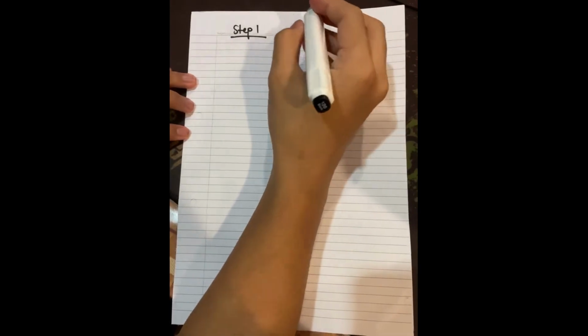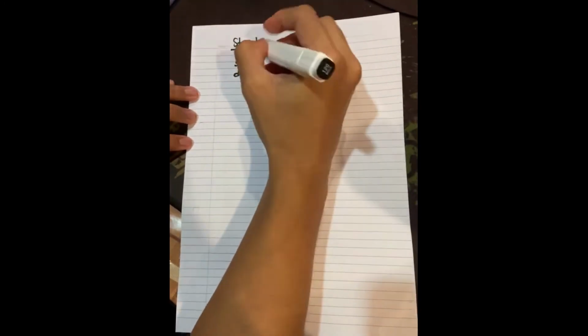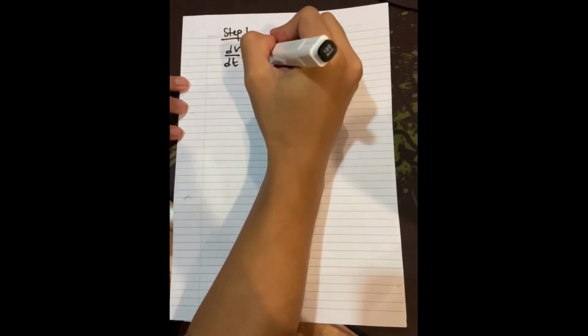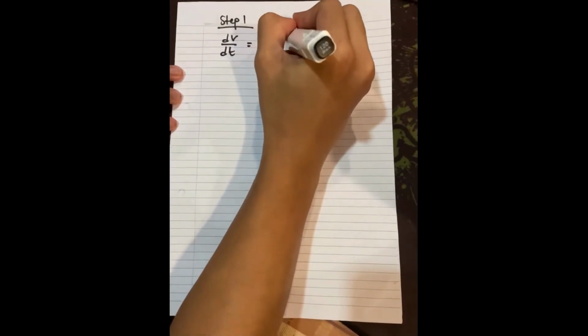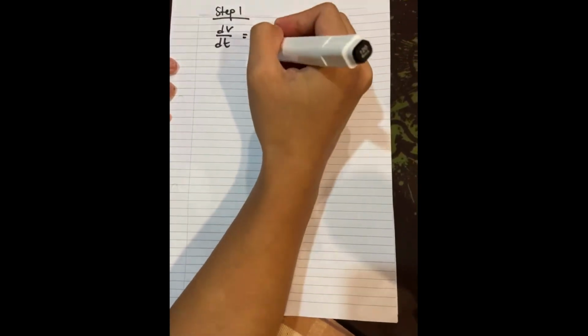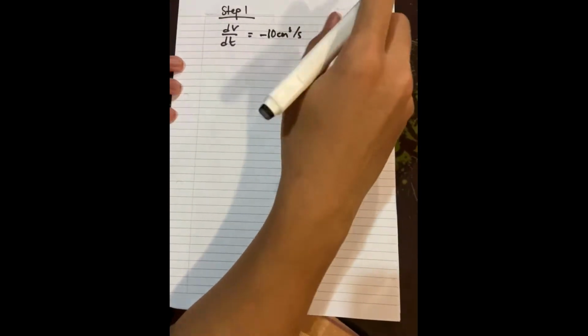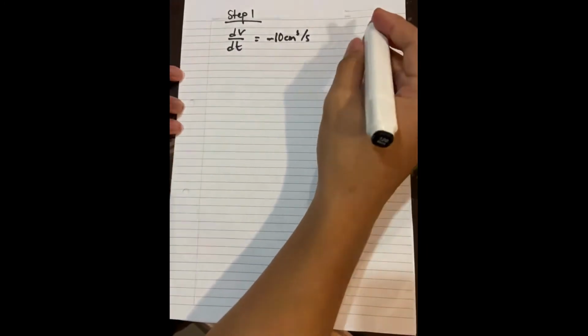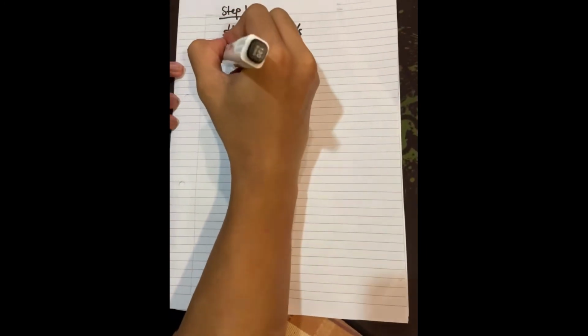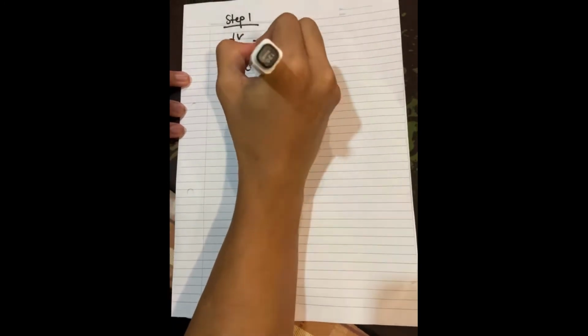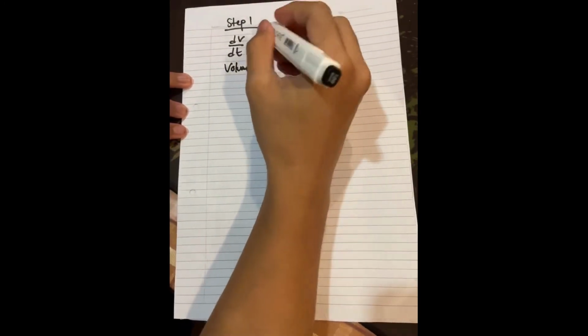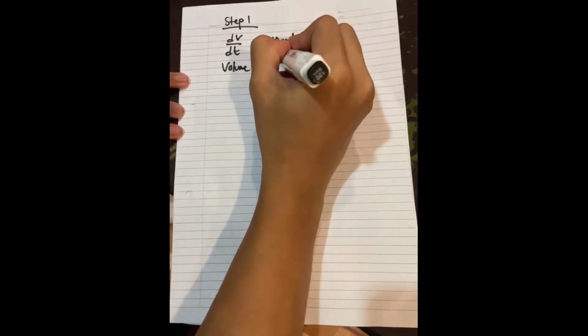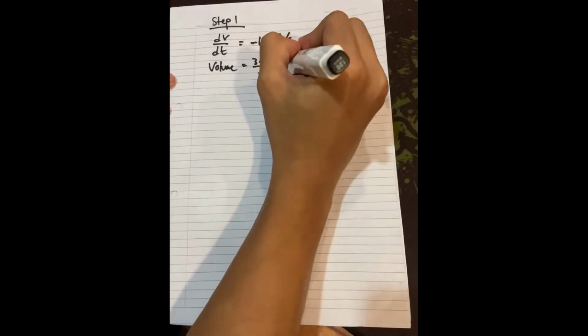So first, we can put dV/dt, the information given from the question, which is negative 10 cm³ per second. Why is it negative 10? Because the balloon is deflated, so it reduces, so we need to put the negative. The second one, we need to put the volume, the value given, which is 32π/3 cm³.